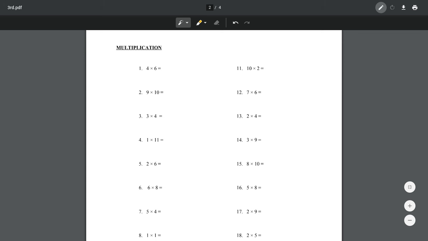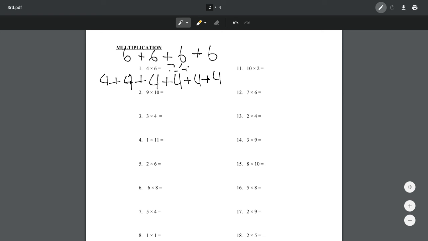So 4 times 6 is the same thing as 4 plus 4 plus 4 plus 4 plus 4 plus 4. It's 4 added by itself 6 times. And this is also equal to 6 plus 6 plus 6 plus 6. So whichever way is easier for you, you could either choose the first number to add by or the second number to add by. And then for number 1, what we get is 24.